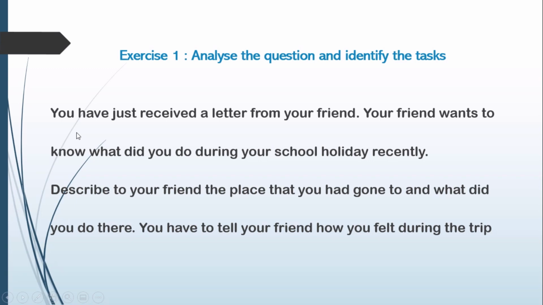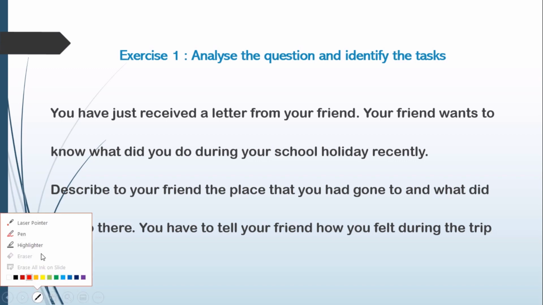You have just received a letter from your friend. Your friend wants to know, what did you do during your school holiday recently? Describe to your friend the place that you had gone to and what did you do there. You have to tell your friend how you felt during the trip.